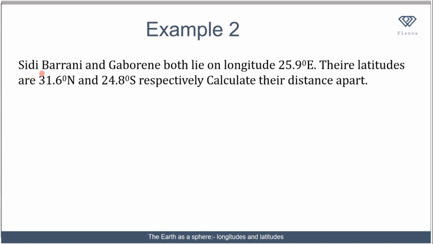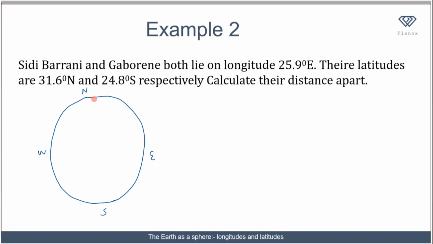So now I'm told that Sidi Barani and Gaborone both lie on longitude 25.9 degrees east. First we want to sketch that out. So we draw out our globe, and drawing out the globe is not compulsory. I'm just doing it so that you can visualize it. You can still attempt those questions without drawing it out. So you have your north and your south and your west and your east.